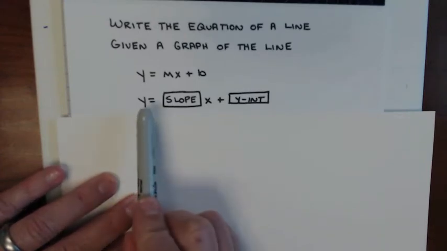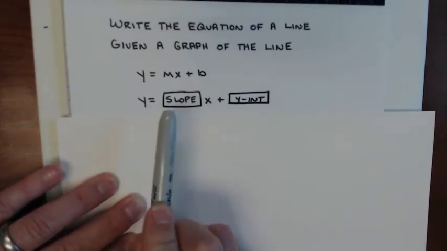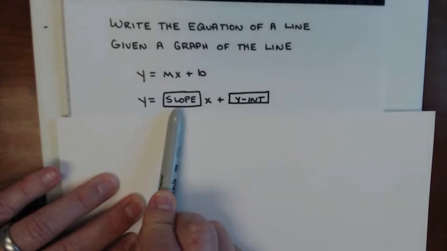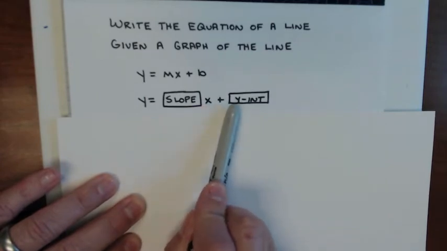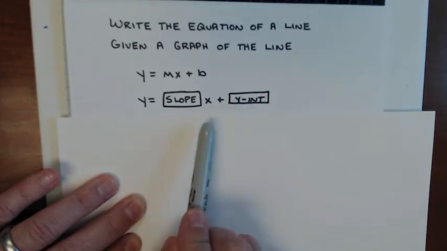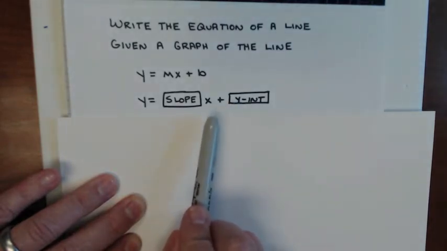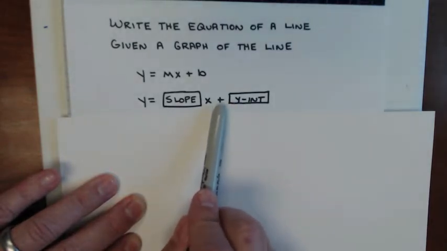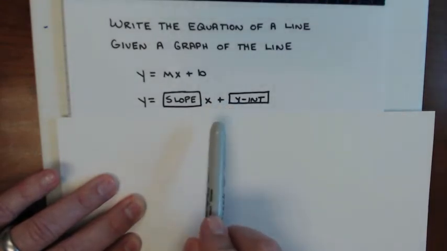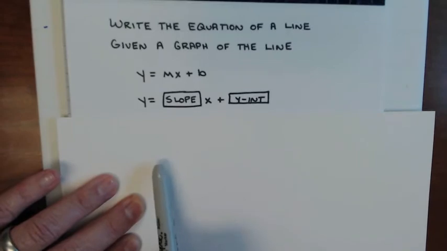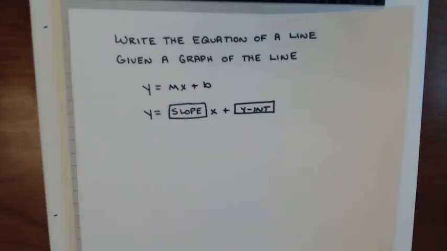Remember, always start off with y is equal to. Then you figure out what the slope is. You count the blocks, you figure out what the slope is, then you write the x beside it. Then here on the end, you figure out where that line crosses the y-axis, and you put that number there. If that number is a negative, then this is going to be negative whatever the number is. If it's positive, then it's going to be positive whatever the number is. So let's look at our first example.